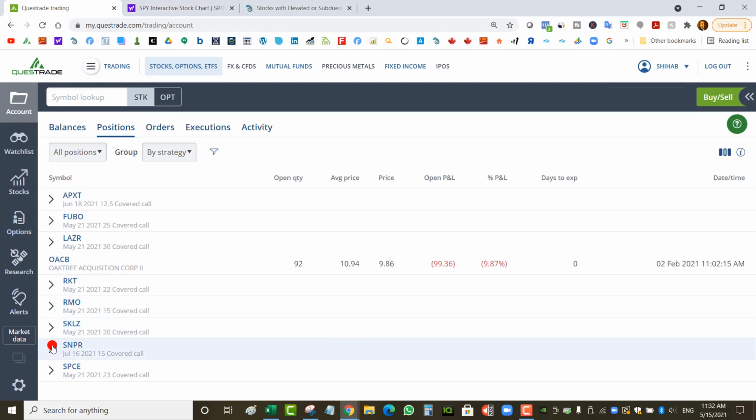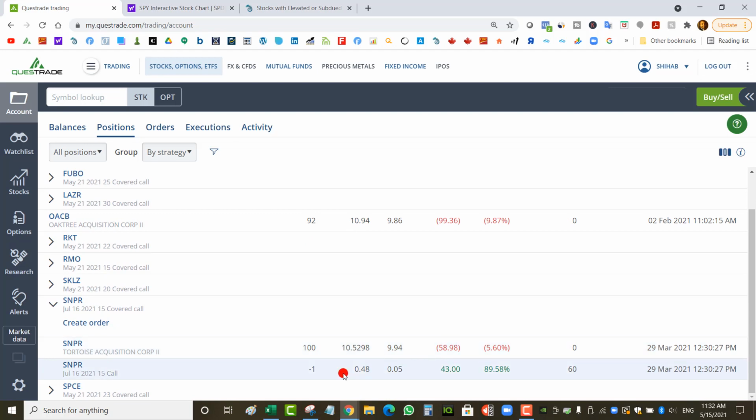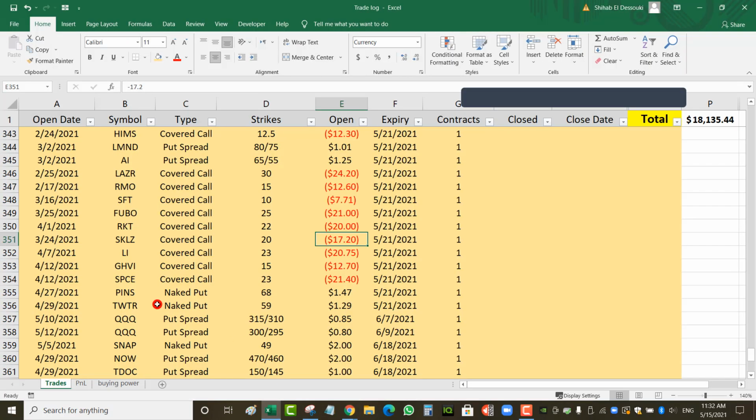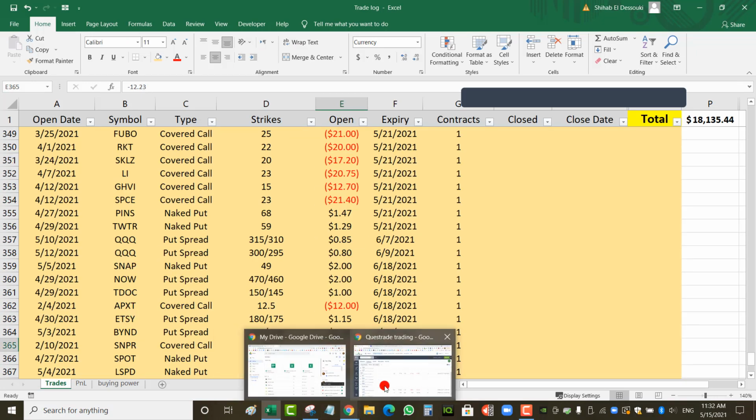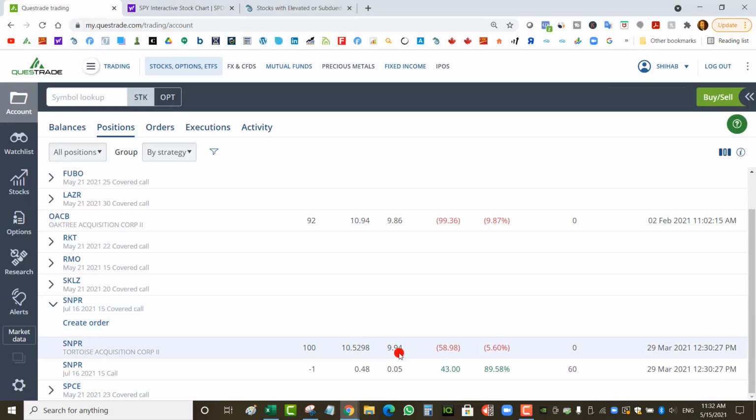Not so bad. SNPR, yeah, this one my strike is 15. Let's look at my cost on SNPR. My cost is $12.23, and the stock is trading at 9. Okay, it could be worse.